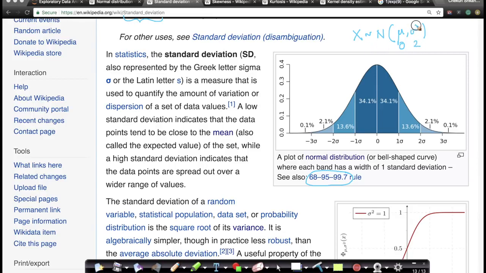Sorry, my variance is 2, right? Which means, sorry, let's say my variance is 4, just to make the math simple, which means my standard deviation is 2, right? Just to make the math simple here, nothing else.